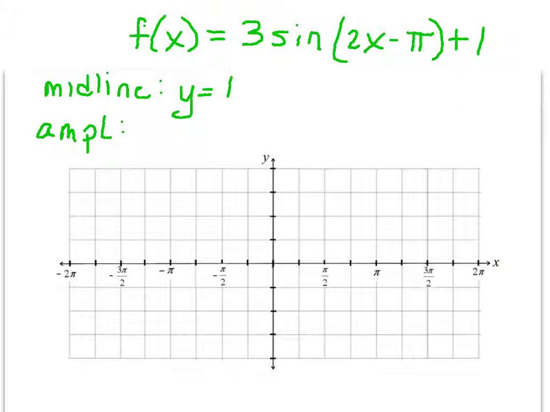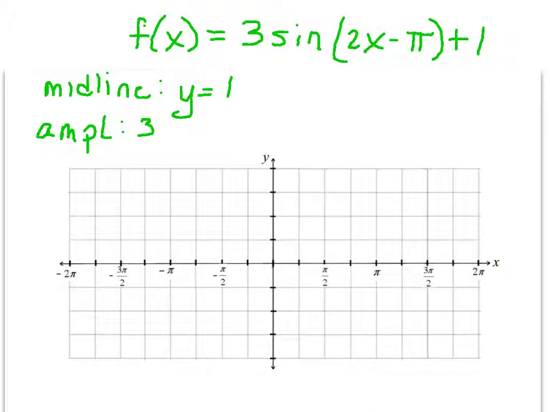Next I'm going to jot down the amplitude. And the amplitude is 3. The reason it's 3, as you might guess, is because of that coefficient in front. Typically a sine wave has an amplitude of 1. It sort of moves like that. But this sine wave will have an amplitude of 3. It will go up much higher and end up much lower.